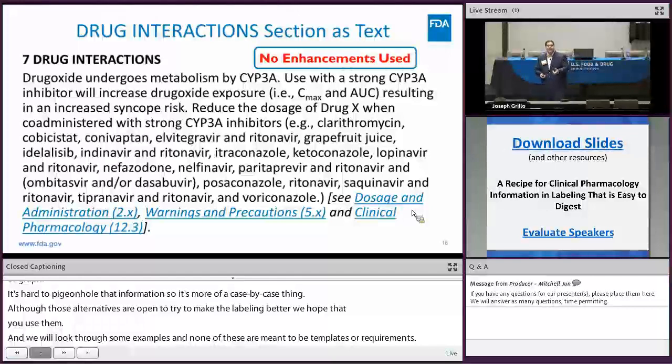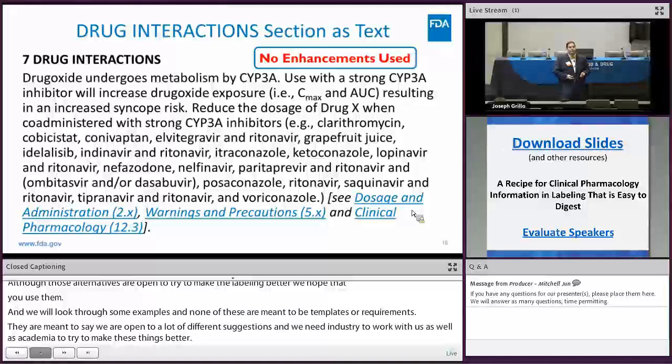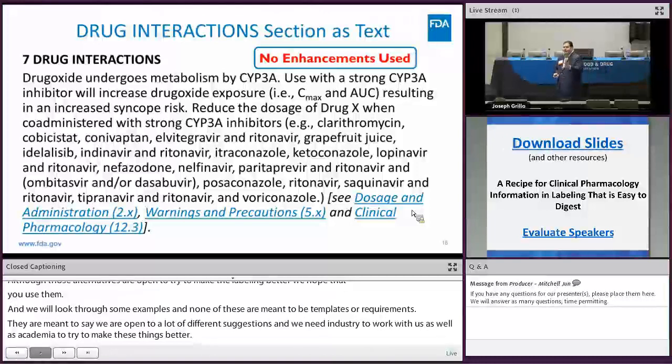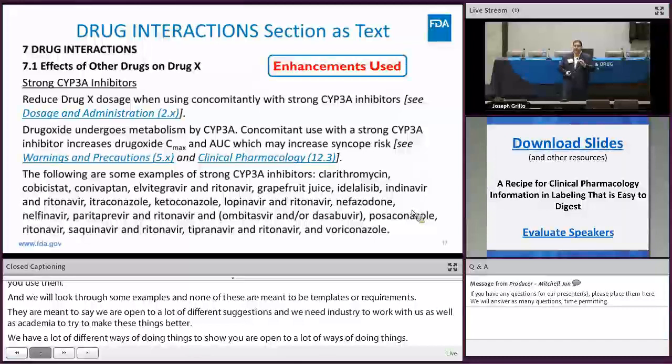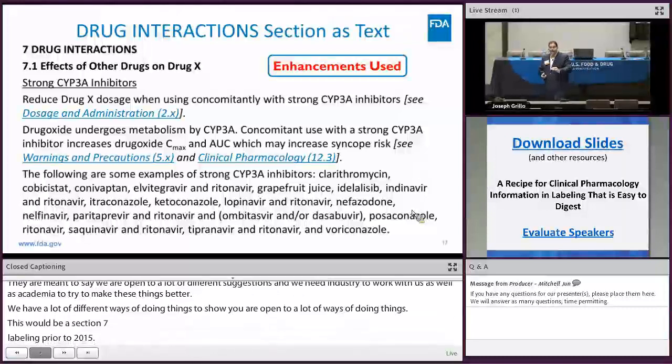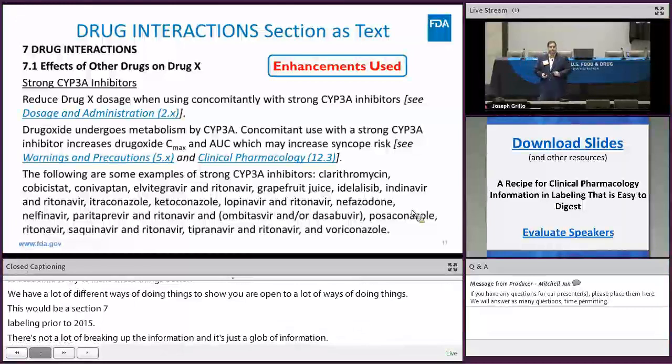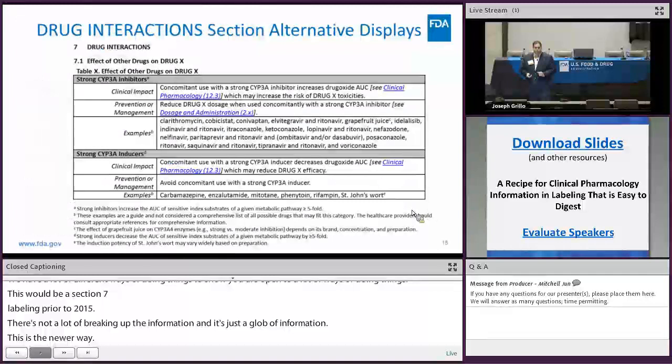This would be an example of a Section 7 labeling that you probably saw prior to 2015. So there's not much white space. There's not a lot of breaking up the information. It's just a glob of information. This is a newer way that we've been working to do it. We try to add more white space. We try to break up information. We try to structure it in a more intuitive way. Another option would be to use a table.